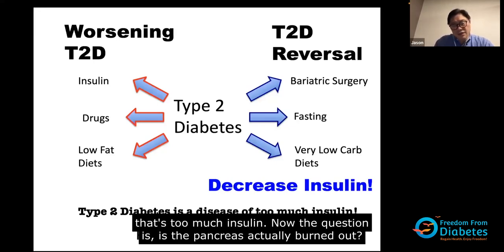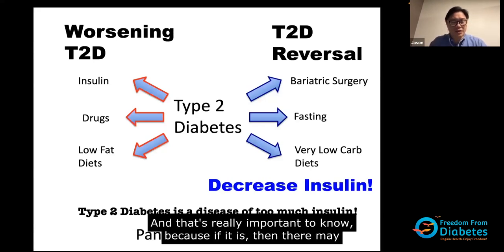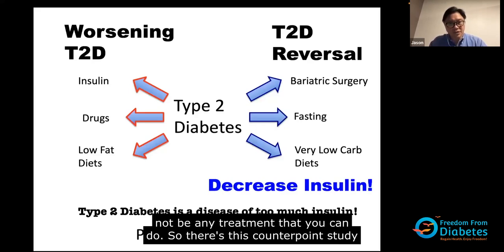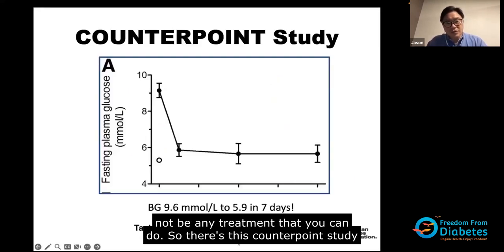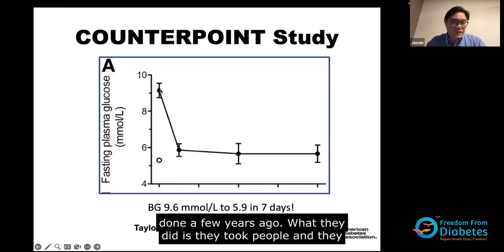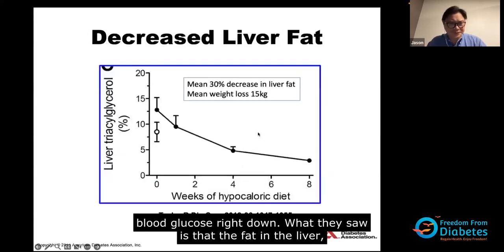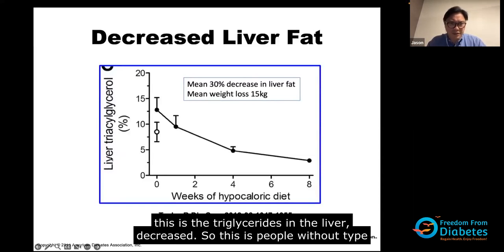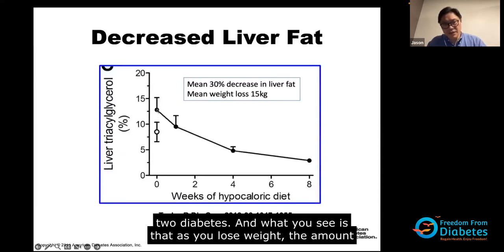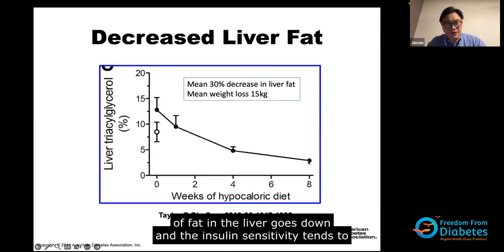Now, the question is, is the pancreas actually burned out? And that's really important to know, because if it is, then there may not be any treatment that you can do. So there's this Counterpoint study done a few years ago. What they did is they took people and treated them with very low-calorie diets, and they were able to get the blood glucose right down. And what they saw is that the fat in the liver, the triglycerides in the liver, decreased. So this is people without type 2 diabetes. And what you see is that as you lose weight, the amount of fat in the liver goes down.